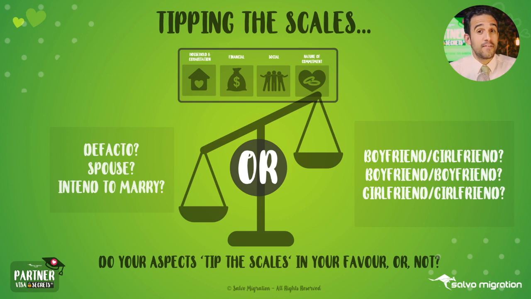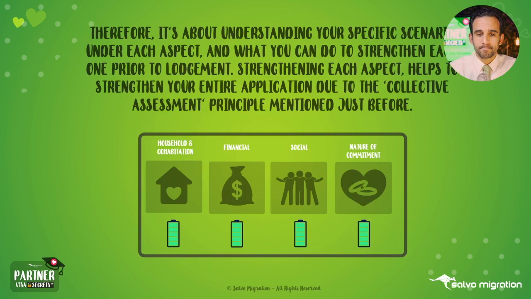You're not just dating, you're one of those things, depending on the visa you've applied for. So you just need 51% of your documents, let's say, to prove that you are one of those things. It's not about being 99%, because that's not how relationships work. That's not how documentation works. Every case is different. So the department have to look at this holistically in assessing couples' facts and documentation. Therefore, it's about understanding your specific scenario under each aspect.